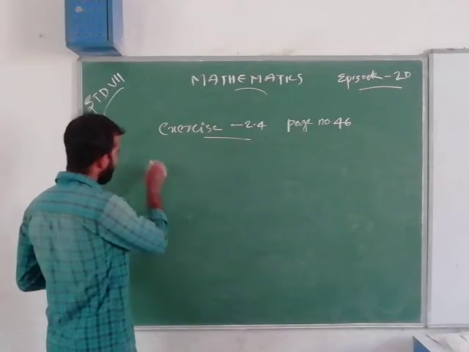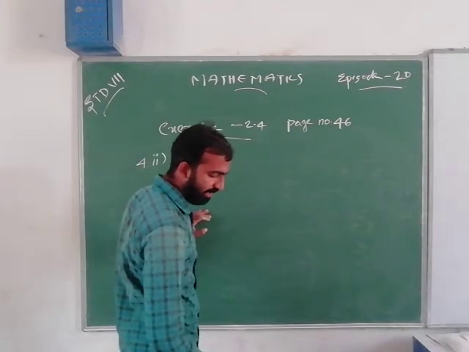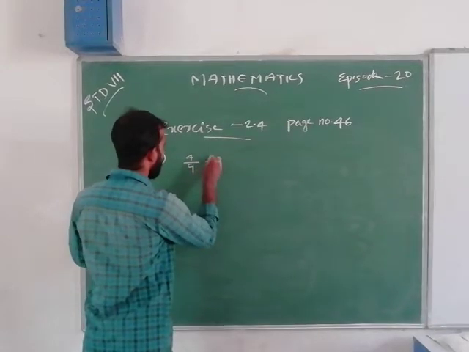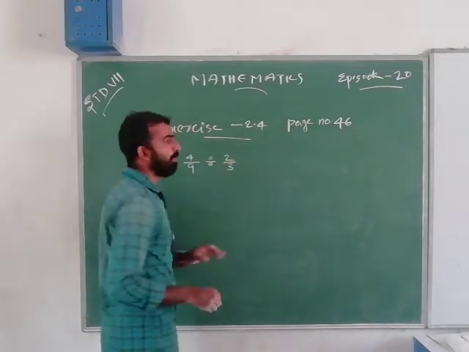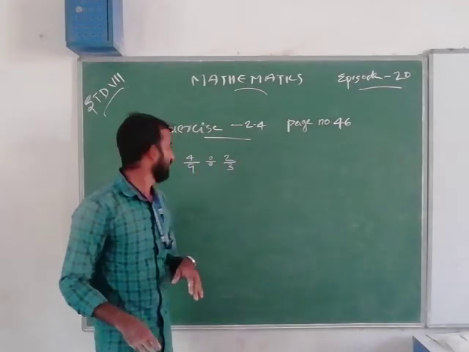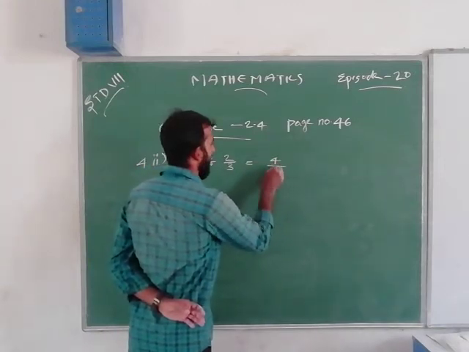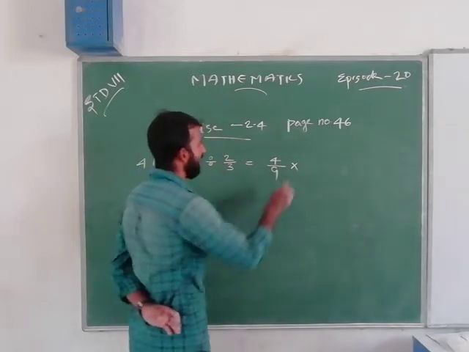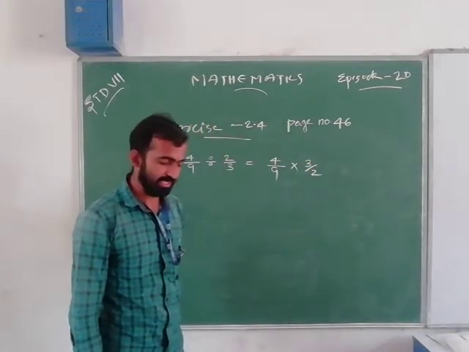Next one is the second one. What is the second one? That is 4 by 9 division 2 by 3. That is, 4 by 9 into, we take the reciprocal of 2 by 3. That is, we get 3 by 2. Is it? Yes.